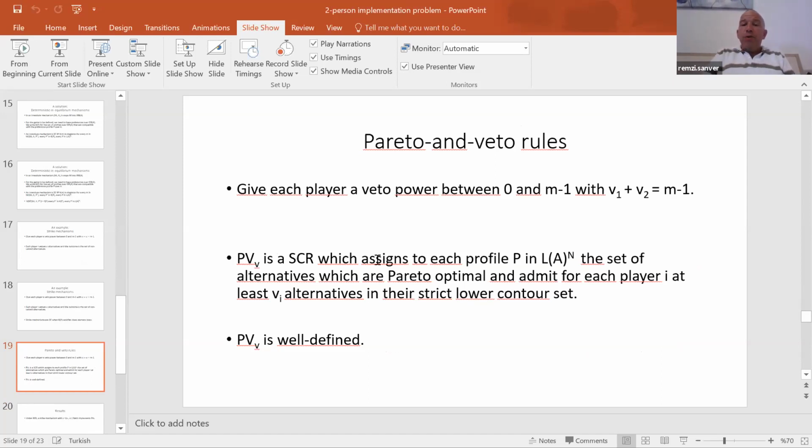So what's the Pareto-and-veto rule? Again, suppose we have some veto distribution among voters, which add up to m-1. For the first voter, v_1 veto rights. For the second voter, v_2 veto rights. The Pareto-and-veto rule, which is a social choice rule, assigns to each profile the set of alternatives which are Pareto optimal, and admit for each player at least v_i alternatives in their strict lower contour set. So the chosen alternative is Pareto, and for every voter, it is better than at least v_i alternatives. This rule is well defined.